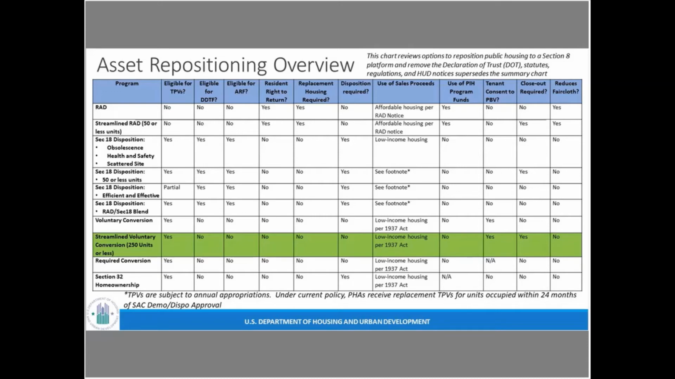But in case you're ever having a conversation with your board or staff members about what the future impact on our housing authority is if we do streamline versus going Section 18, or RAD, on our eligibility for DDTF, or eligibility for ARP, this is a quick way to get those answers in one location. And like I said, it's linked on our repositioning website, and we have a link to that at the conclusion of this presentation.